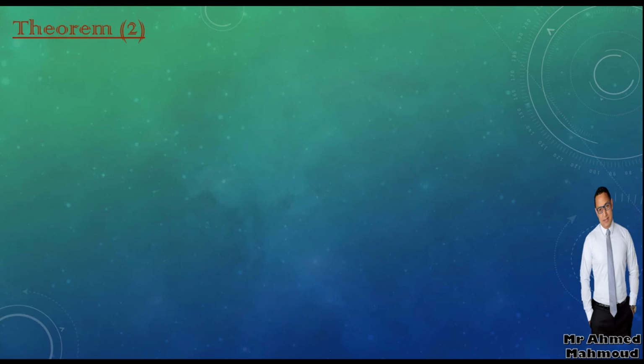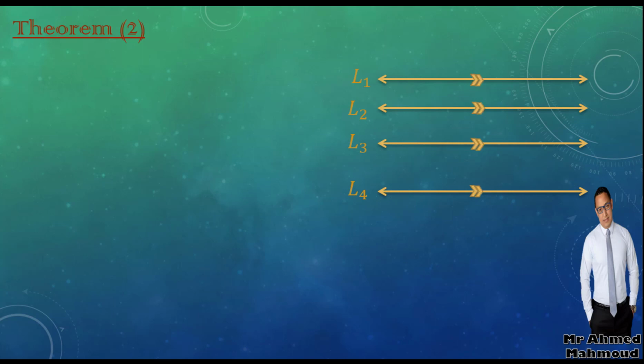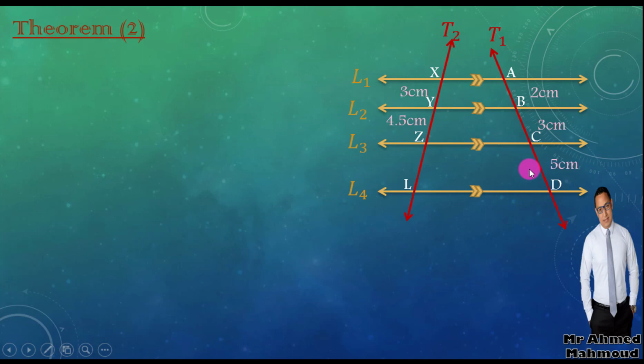The theorem is called theorem 2. It is related to parallel lines. First, let's say we have parallel lines L1, L2, L3, L4, and so on, and two transversals, T1 the first transversal and T2 the second transversal. If I give you the intersection points like this, A, B, C, D, X, Y, Z, L, and the lengths of the included segments: AB 2 centimeters, XY 3 centimeters, BC 3 centimeters, YZ 4.5 centimeters, CD 5 centimeters, ZL 7.5 centimeters.